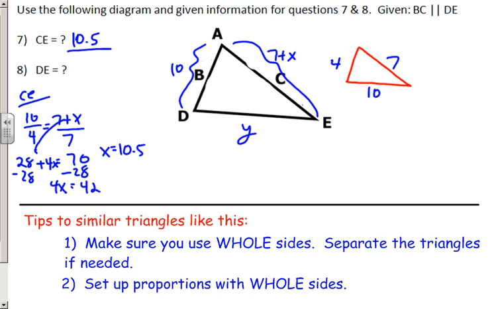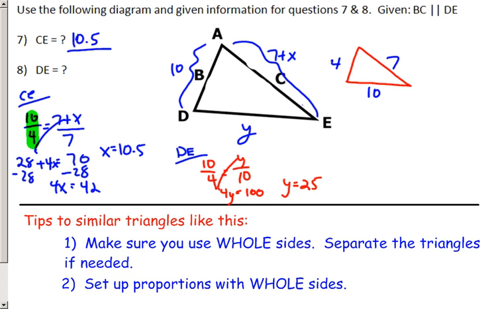DE you find in a very similar manner. Now that I have the triangles separated, these problems become easy. So make your life easy, find DE now. DE is Y. So I'm going to set up the proportion. I'm going to use the same ratio, since these are similar figures. So I'm going to say 10 over 4, and that's going to equal DE, which is Y, over 10. So now when you cross multiply, you get 4Y equals 100. Y equals 25. So that's my answer to DE.